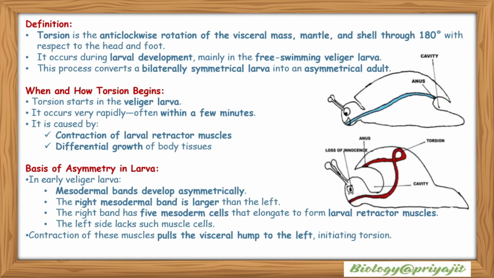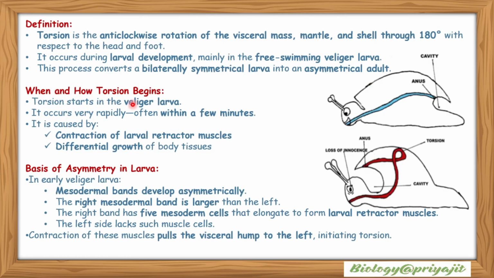Torsion is basically the anti-clockwise rotation of the visceral mass, mantle and shell through 180 degrees with respect to the head and foot. It occurs during larval development, mainly in the free-swimming veliger larva. This process converts a bilaterally symmetrical larva into an asymmetrical adult.